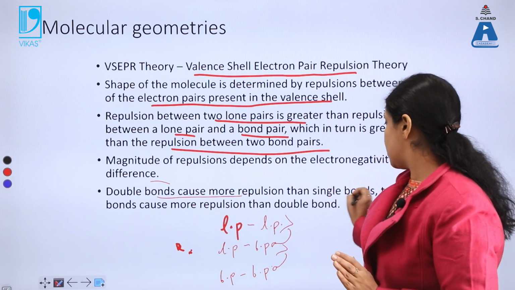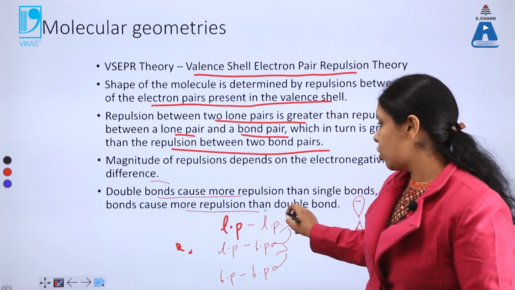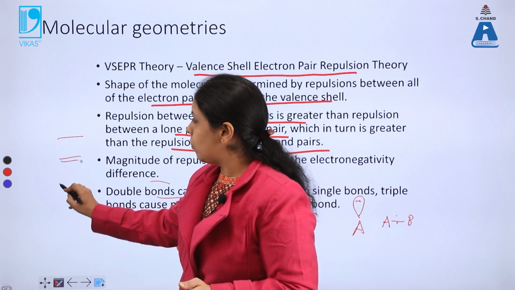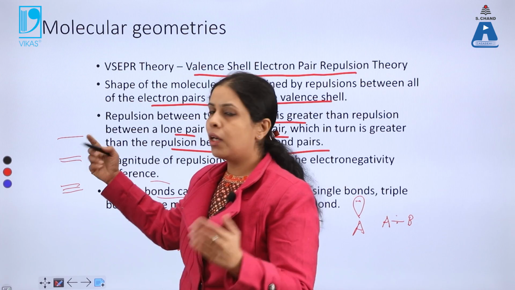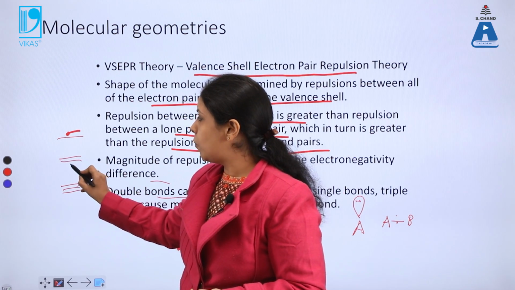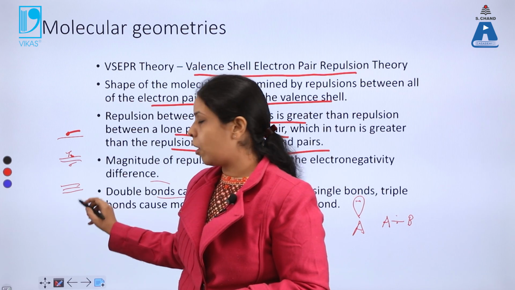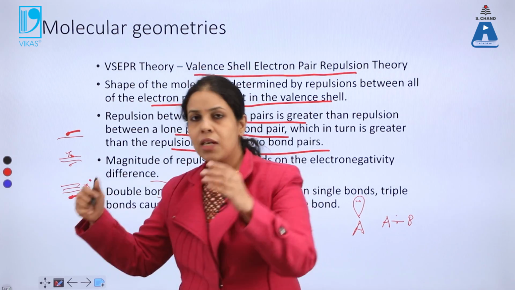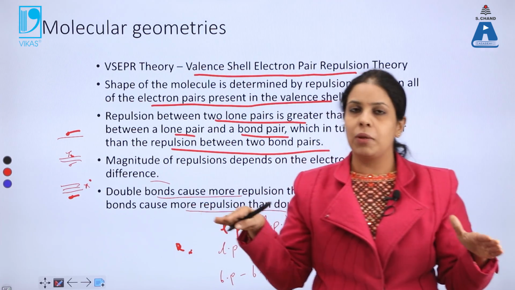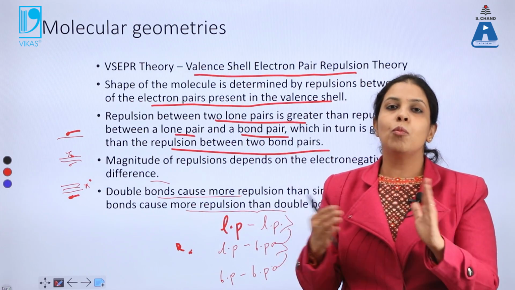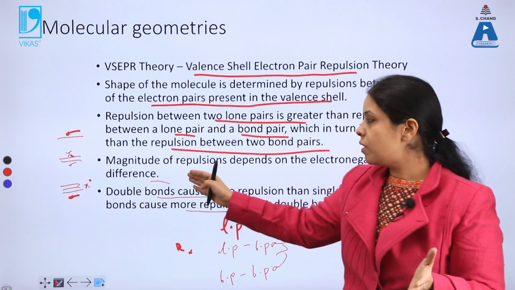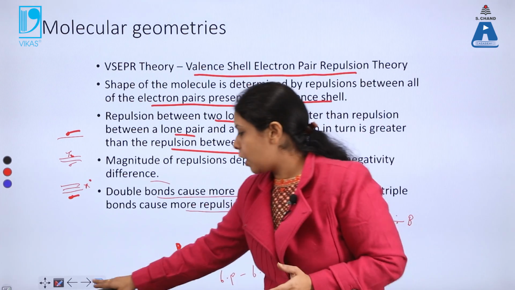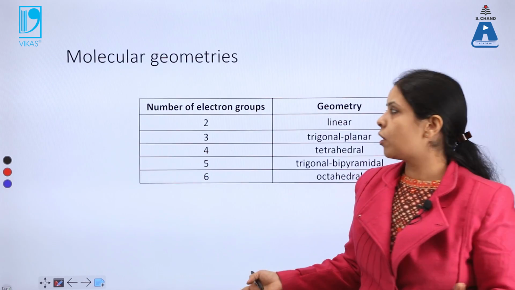A double bond causes more repulsion than a single bond. A triple bond causes more repulsion than a double bond. There are 3 types of bonds: single bond, double bond, triple bond. In a single bond only one sigma bond is formed. In a double bond, one sigma and one pi bond are formed, and in a triple bond, one sigma and 2 pi bonds are formed. Pi bonds are above the plane, not on the plane. So the repulsion is more in a triple bond as compared to a double bond, and that is again more than a single bond. This is how it has to be when we are considering the different molecular geometries.